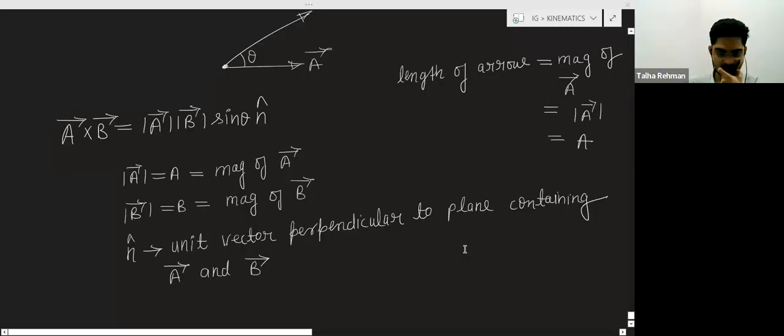So what I want to say, what is n cap? Basically, n cap is a vector perpendicular to A vector and B vector. Or you can say perpendicular to the plane containing A vector and B vector. So A vector and B vector are contained in this plane, and n cap is a perpendicular vector to this plane. Got it?